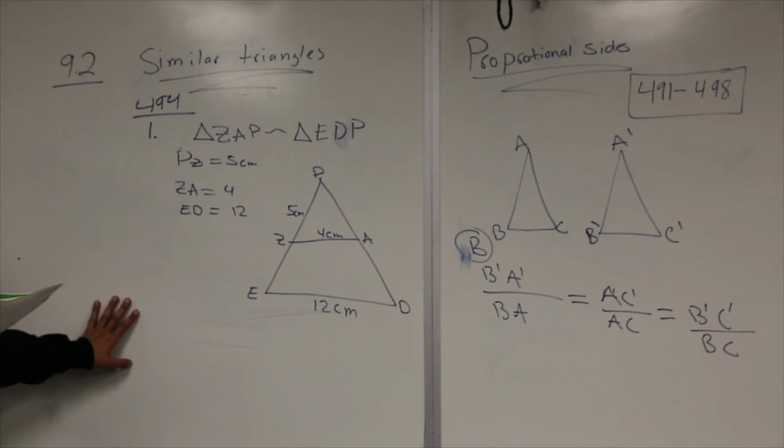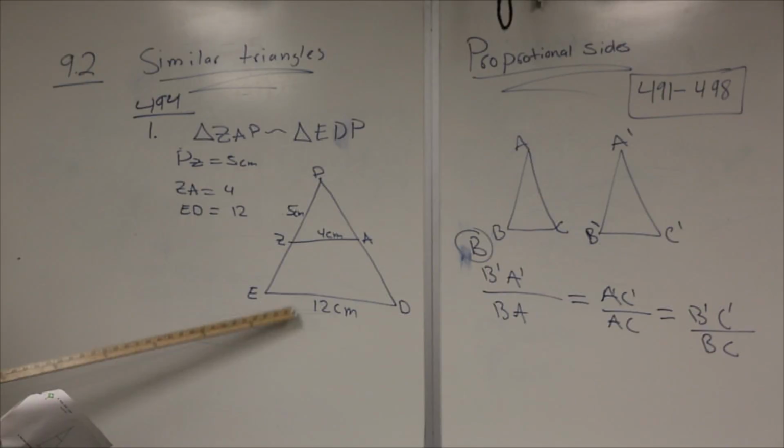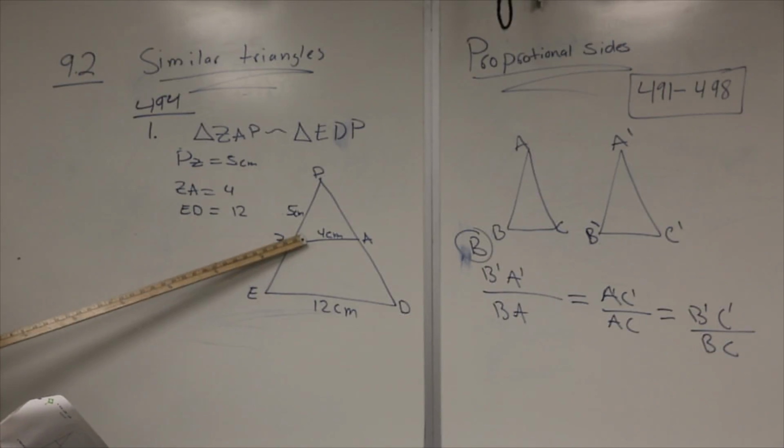Question 1a asks us, what other measurements can you determine? Explain how you know. Remember when I told you we have to have two sides of one proportional side. So two sides that have numeric values of one proportional side.